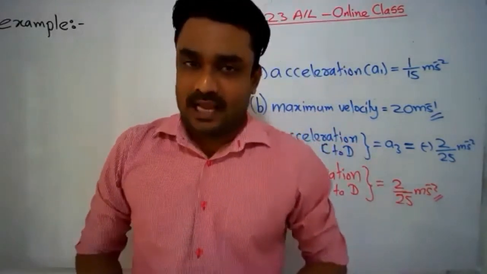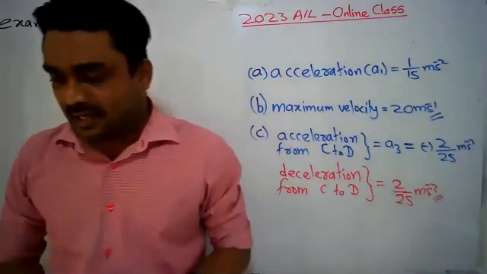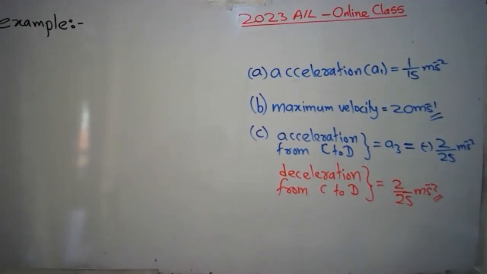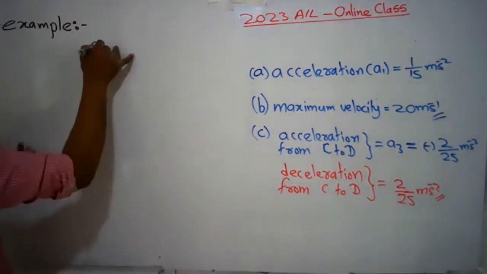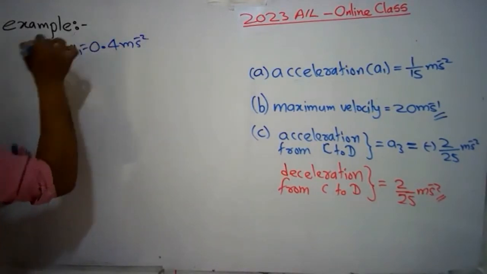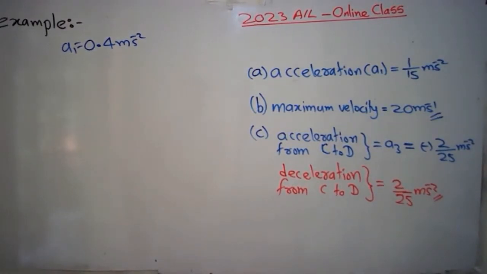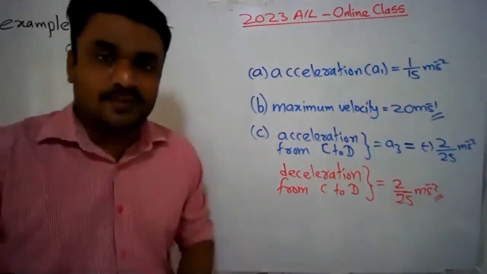Example: A vehicle starts to travel at rest along a straight road with a constant acceleration of 0.4 meter per square seconds.